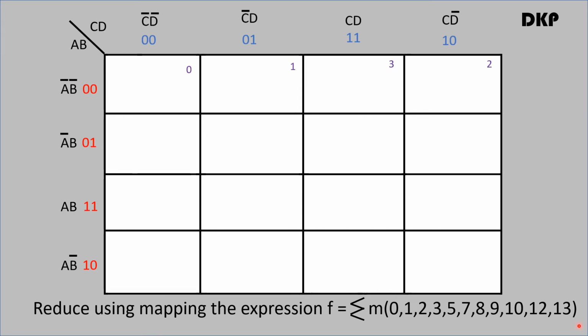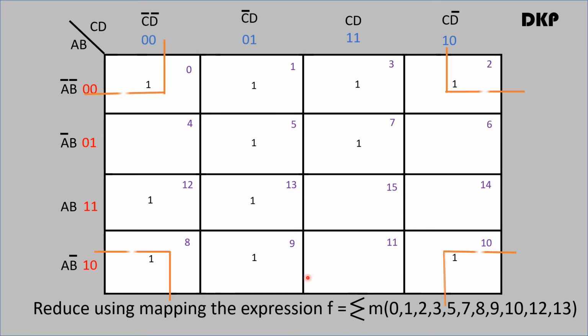Now you have to place ones in the corresponding minterms present in the expression. So which are the minterms present in the expression? 0, 1, 2, 3, 5, 7, 8, 9, 10, 12, 13. So you have to mark ones. You have to place ones in the corresponding cells.